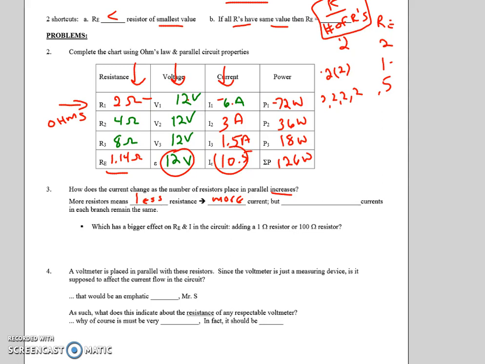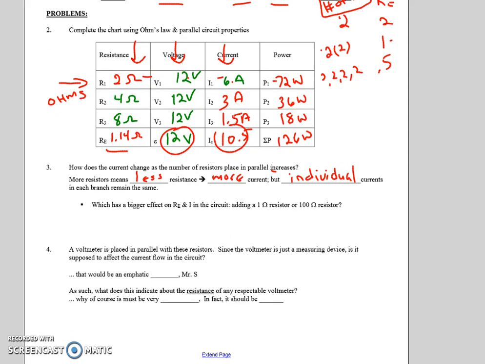But the individual currents in each branch must remain the same. So if I've got two objects plugged into an outlet, if I turn one off, it doesn't affect the other one because they're connected in parallel. In other words, they both feel the same voltage, but the different resistances get different currents. Okay, and that's all because of the loop rule and the junction rule.